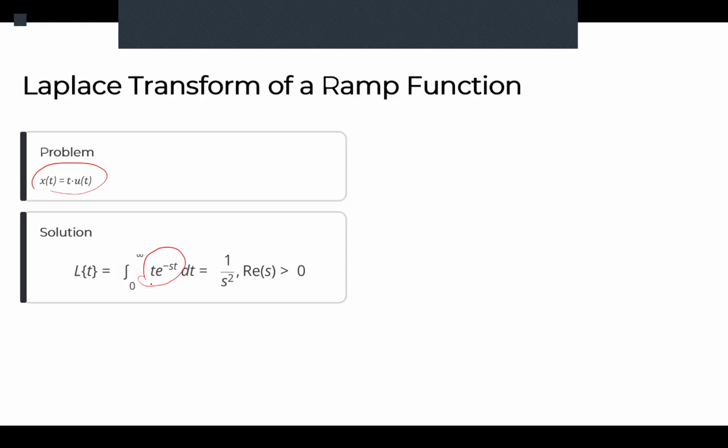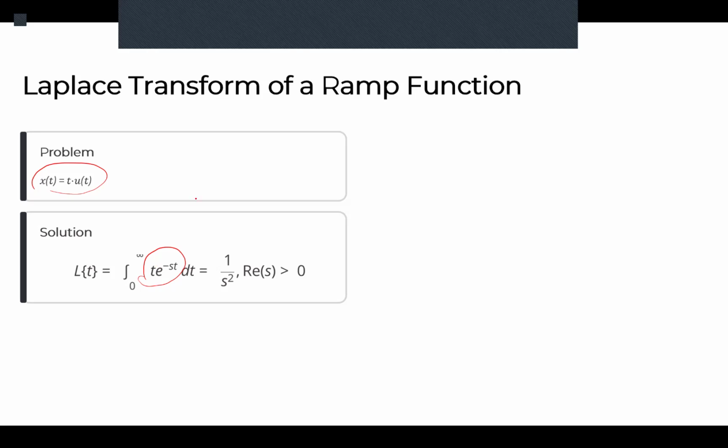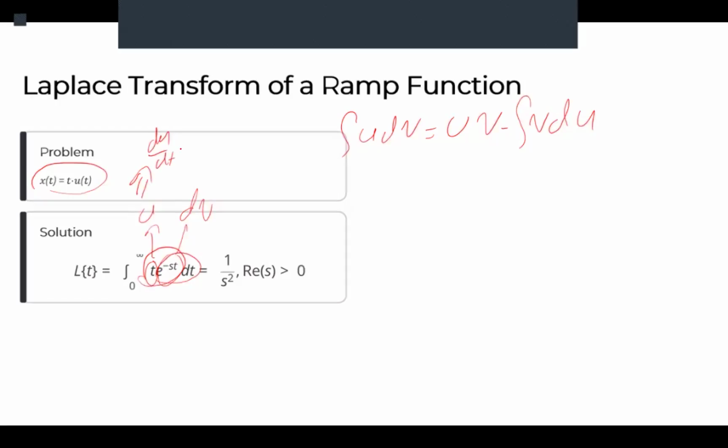So what happens is that you can define these two functions, one as u, the other one as dv. We use the rule for the integral of u dv, which is uv minus the integral of v du. This is the property of the integral. Now, if u is t, that means du over dt is 1.